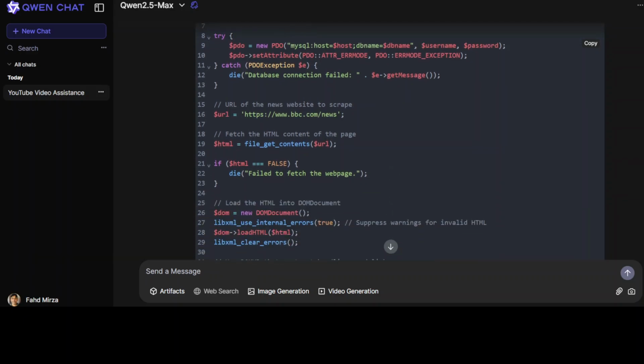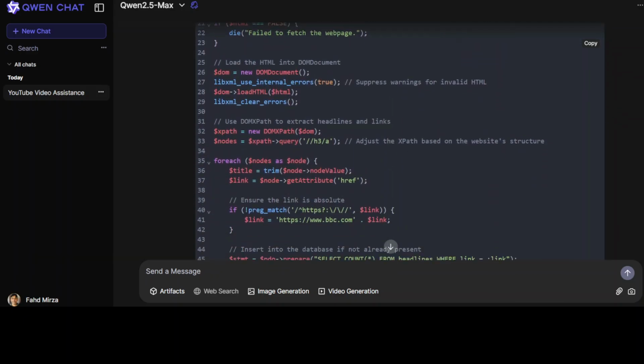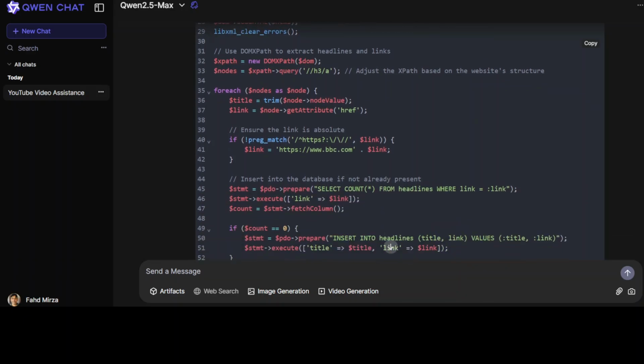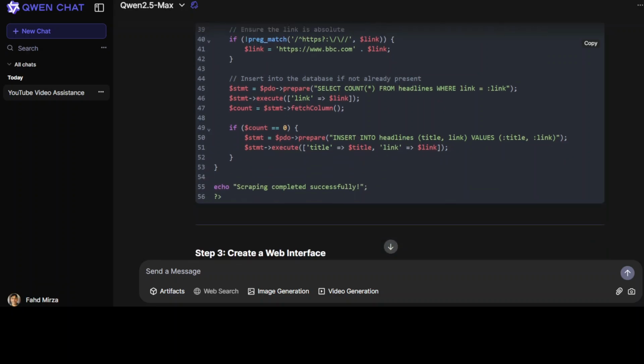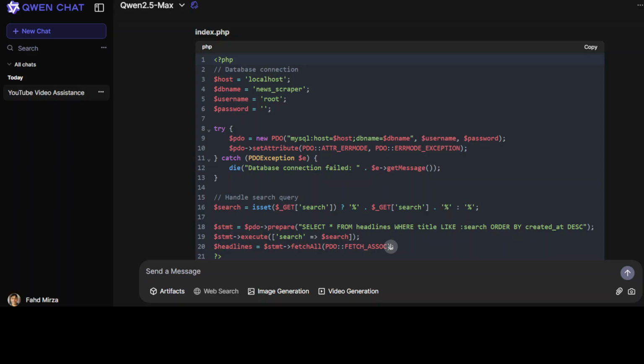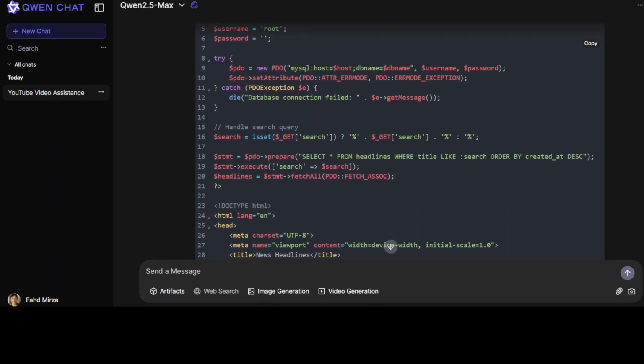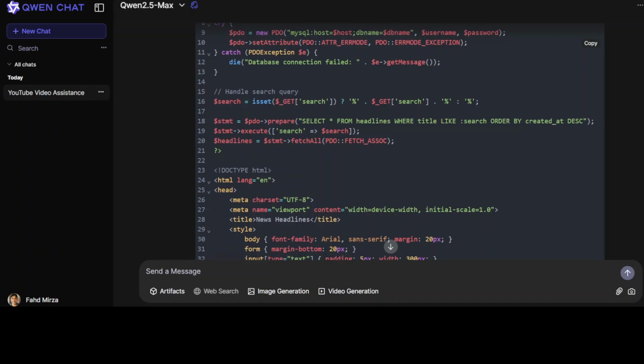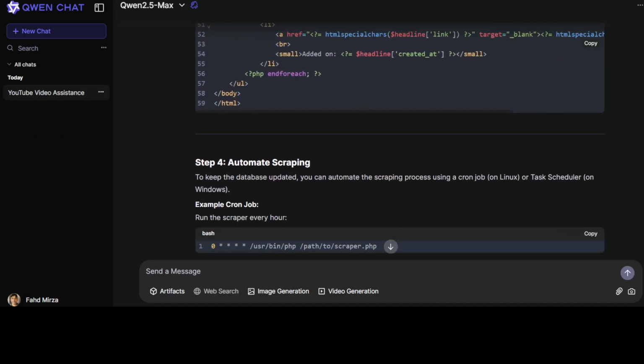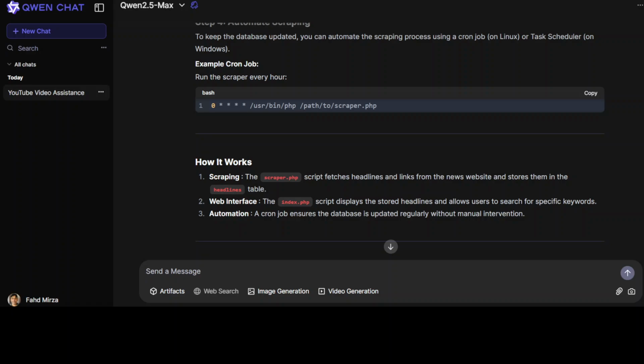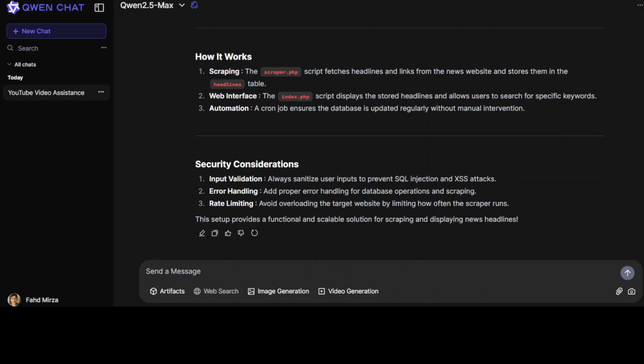So if I quickly check it out, not bad really. If you're a PHP developer, please also confirm, but looks really good to me. It has gone with all the web elements with DOM and everything. Creating a web interface, that is interesting. Looks quite good to me. Amazing stuff. And then it is automating the scraping. It is just putting it in the crontab, and then it is telling us how it works, and then the security consideration. Amazing stuff.